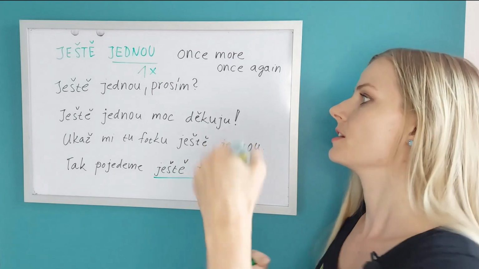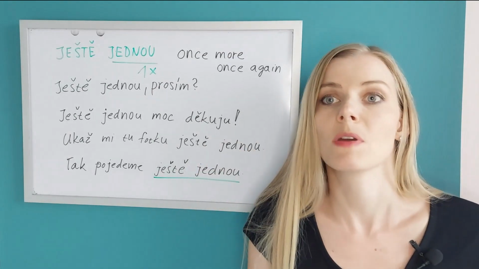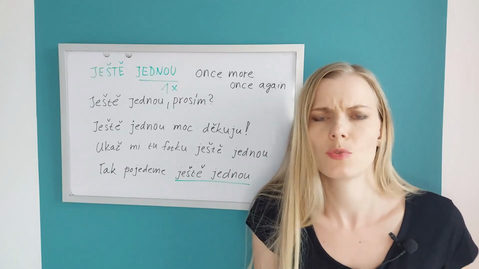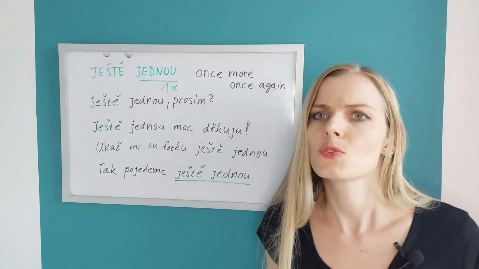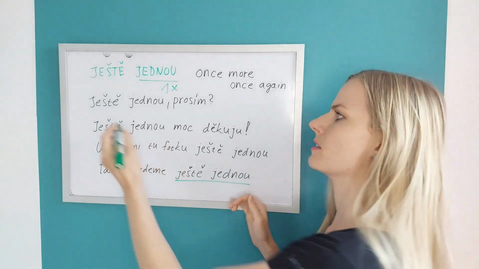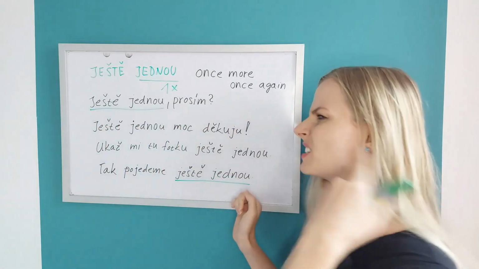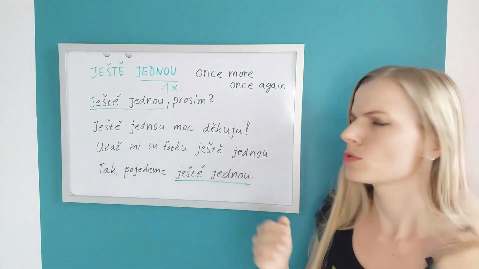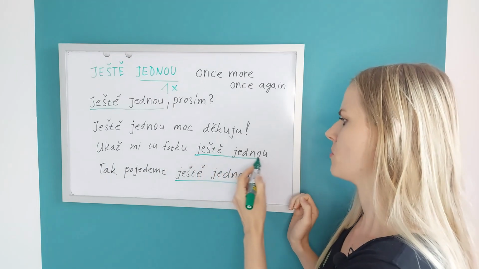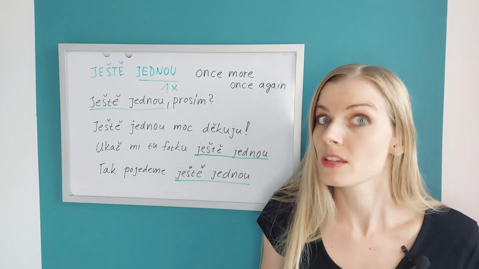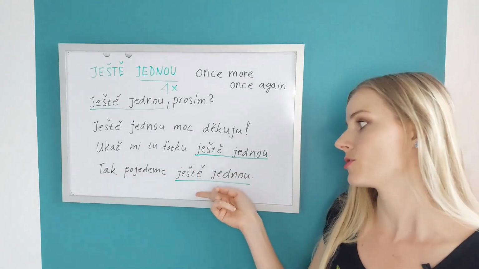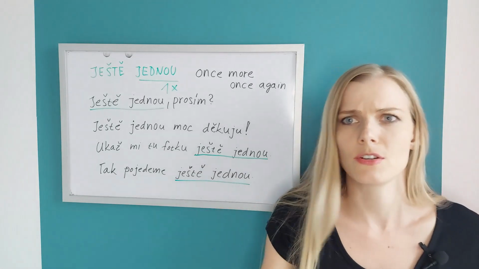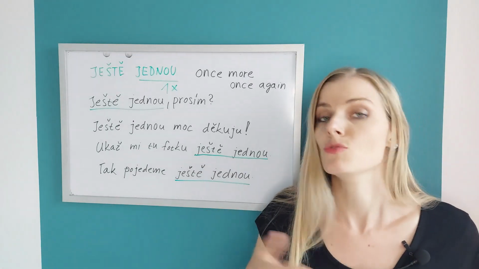So we use ještě jednou when we want to improve something. Something didn't work entirely, so we need to do it again. Like here, ještě jednou prosím. I didn't hear that, so can you repeat that? Or ukaž mi tu fotku ještě jednou. Show the picture to me one more time, so I can see it better. We need to retake this shot. Tak pojedeme ještě jednou. Let's record this again, one more time.